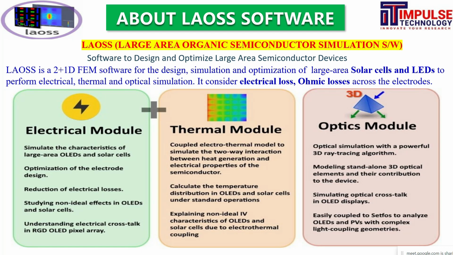So this is LAOS, photovoltaic module simulations, PV module simulations, you can say, where it contains electrical modules for characterization of electrical properties, and optimization of electrode designs or reduction in the electrical losses can be seen using this electrical module, non-ideal effects, and a thermal module for the heat generation. The relation between the electrical properties of semiconductors can be analyzed, and the temperature distribution in the solar cell or LED, or non-ideal IV characteristics of OLED or solar cell due to electrothermal coupling.